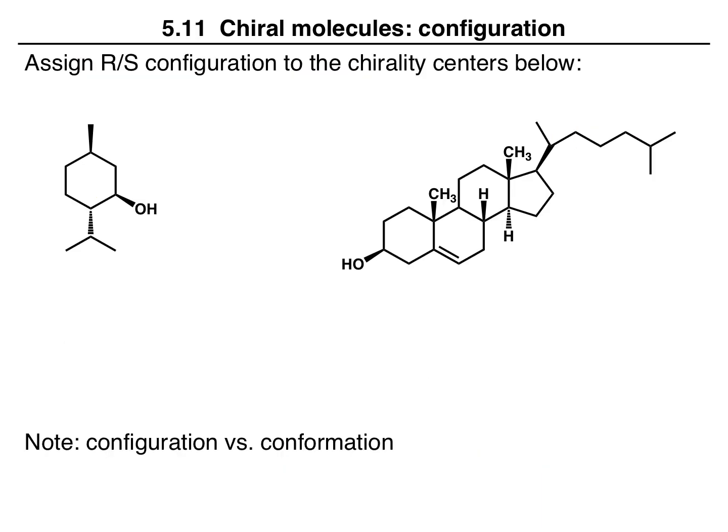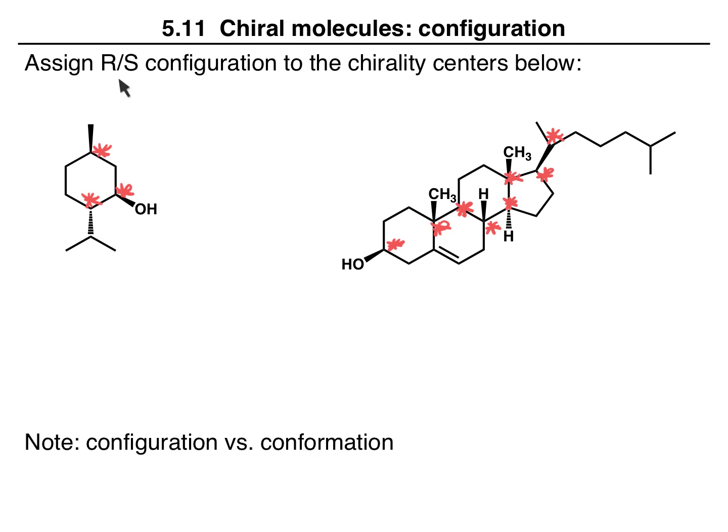In an earlier video, we looked at the compounds menthol and cholesterol, and we identified chirality centers. So in menthol, keep in mind we have a chirality center here, here, and here. In cholesterol, we have here 4, 5, 6, 7, and 8 chirality centers.